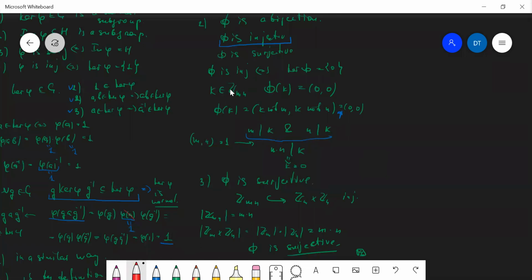So should I go through the proof? Yes, only for the injection. Yeah. So how do you prove injectivity?